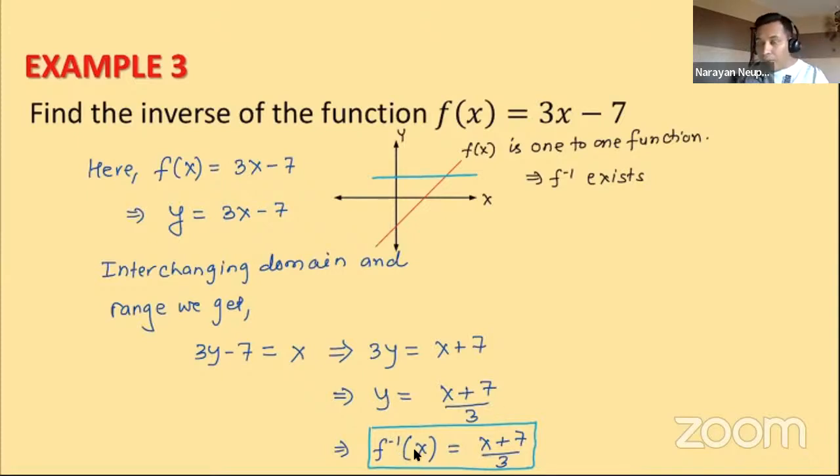You can quickly verify this if you want. If you take the composition of this function with the original function, that is f of f inverse or f inverse of f, it will be an identity function. You'll get x as the result if you find that composition. That's one way of checking whether the functions are inverses of each other or not, like in example 2. So this is how we can find the inverse of the function.